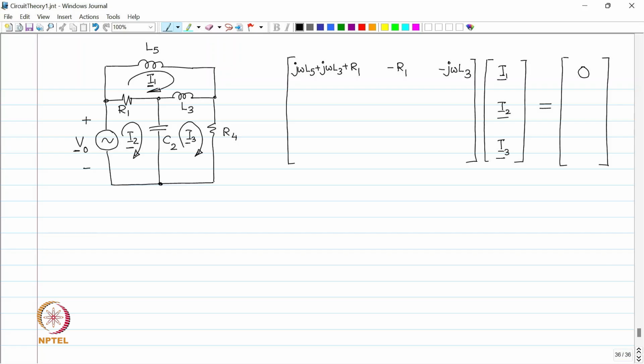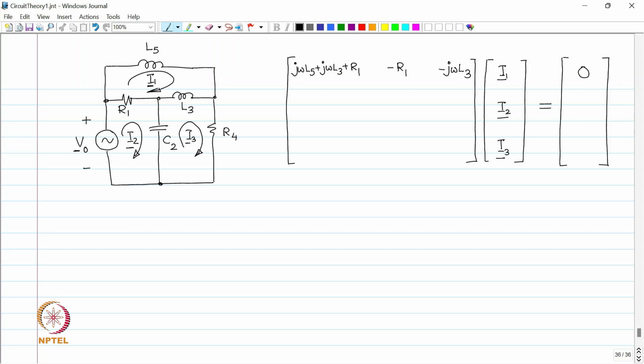Nothing much. Whenever you are encountering it, it is the same old thing. Every time you are seeing an inductor, instead of writing the value of the inductor, you are writing j omega times the value of the inductor, that is all, right. Otherwise, it is the same old thing.